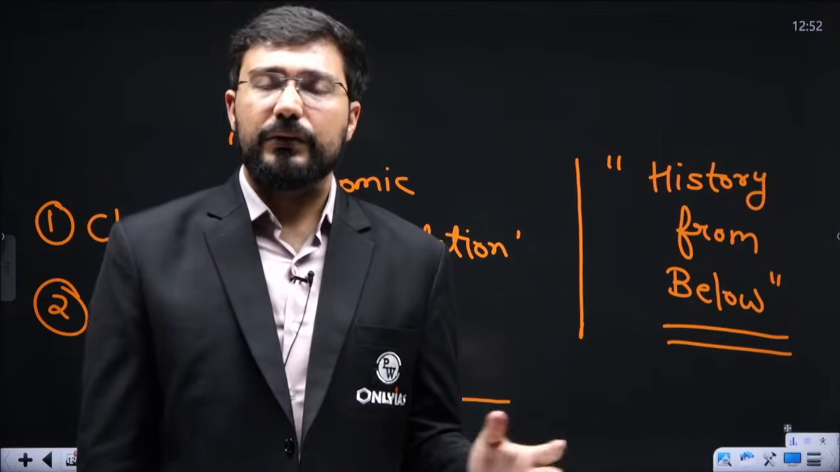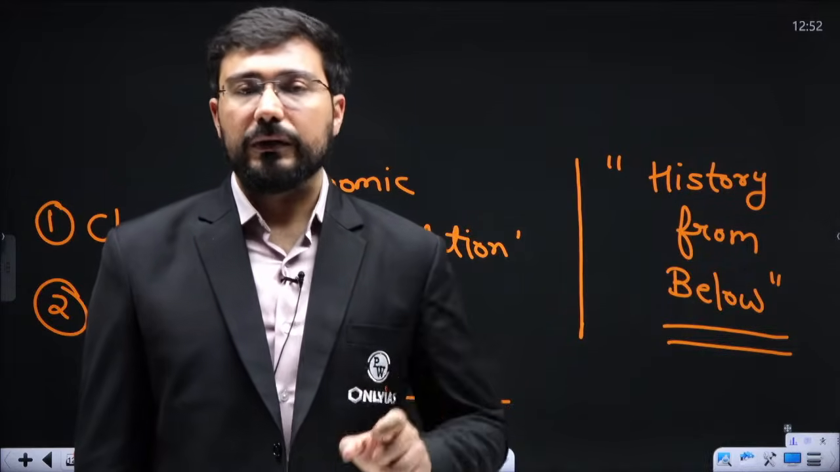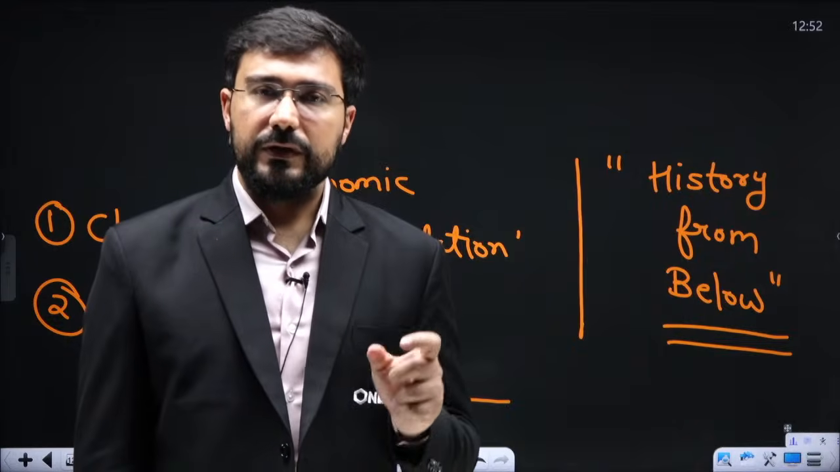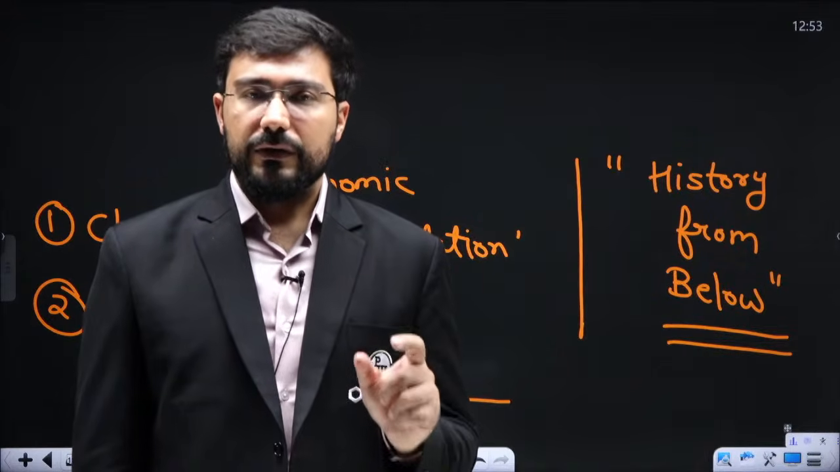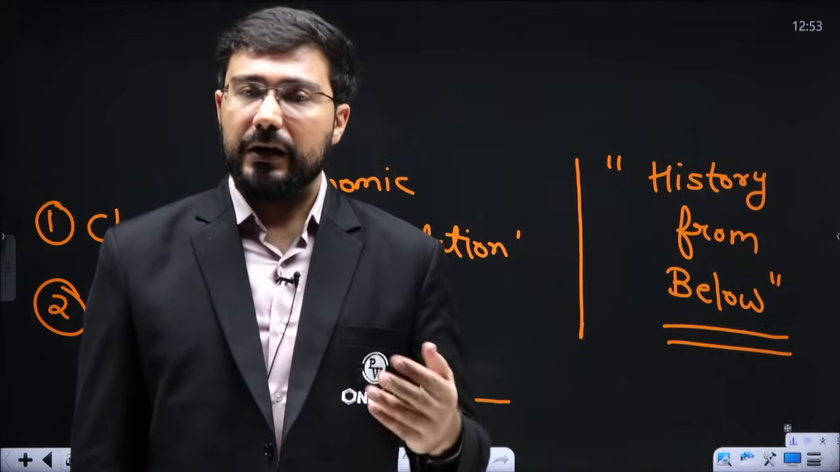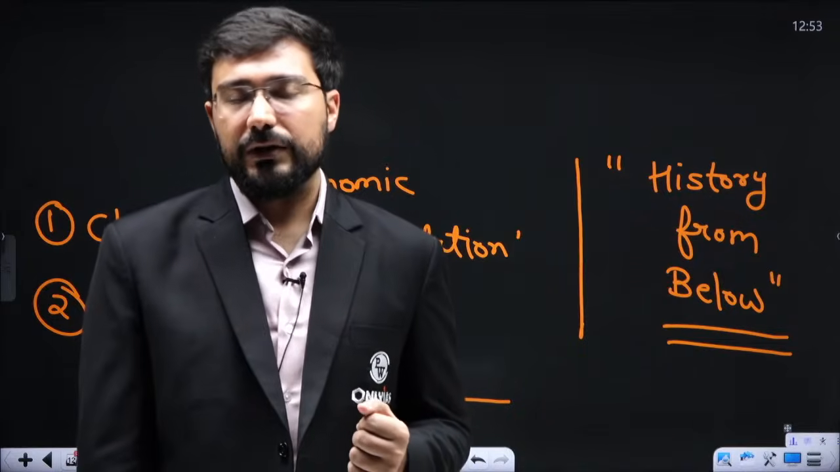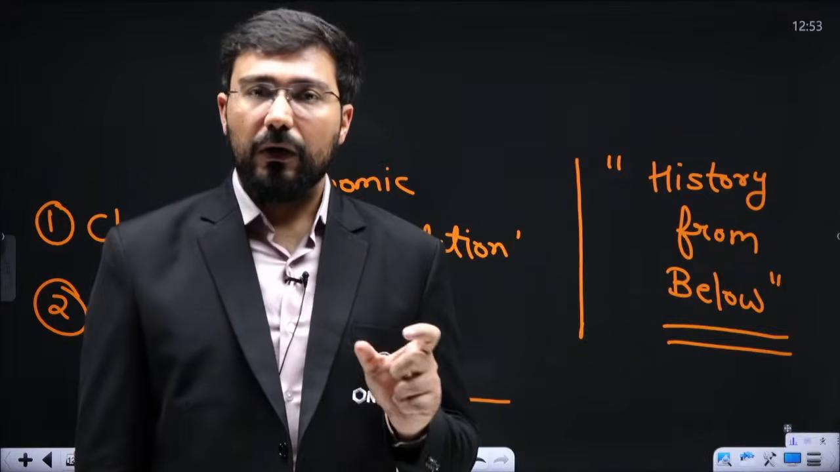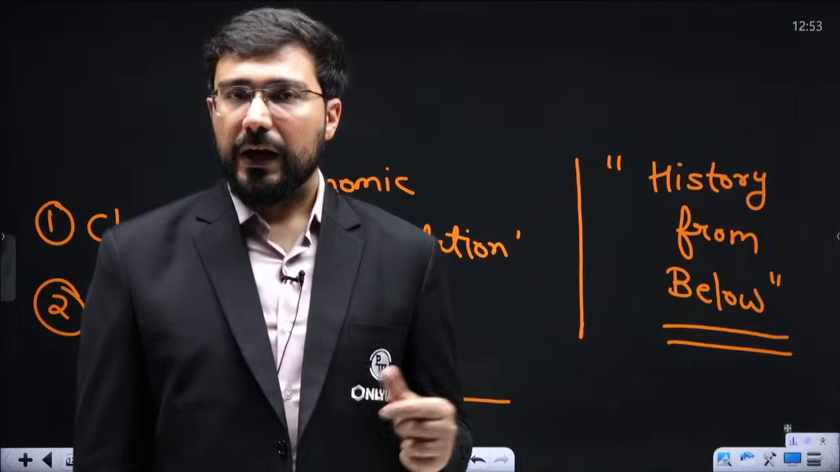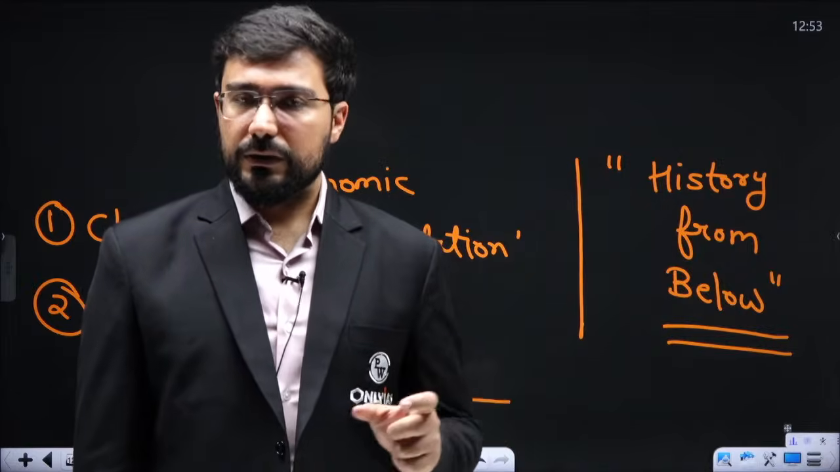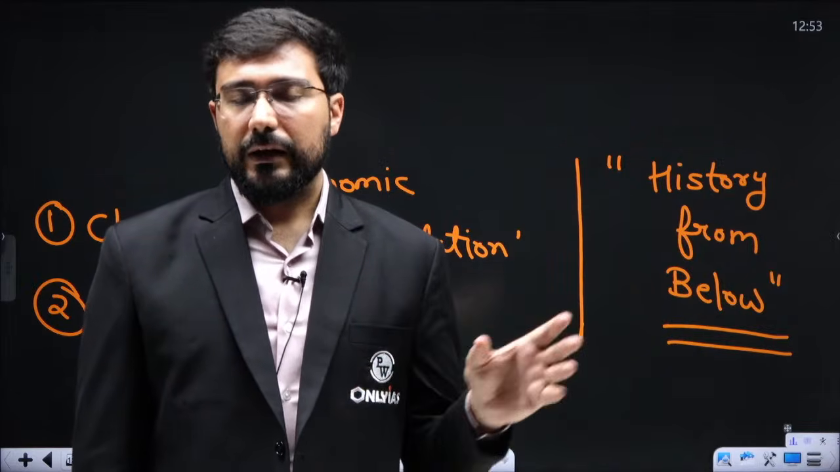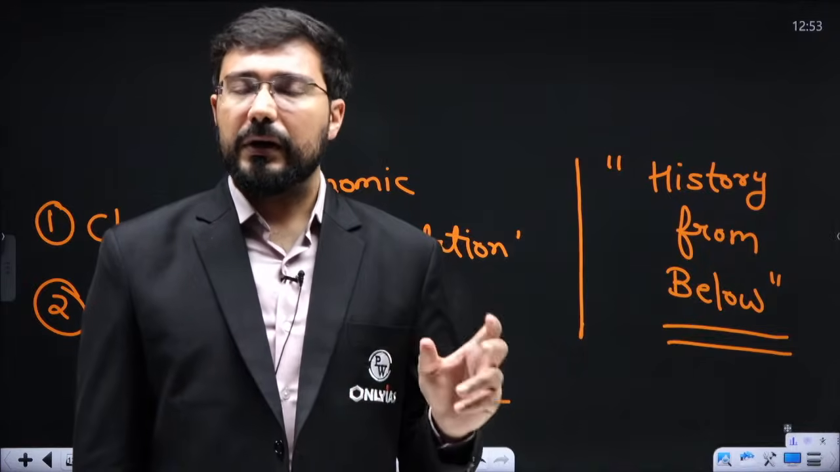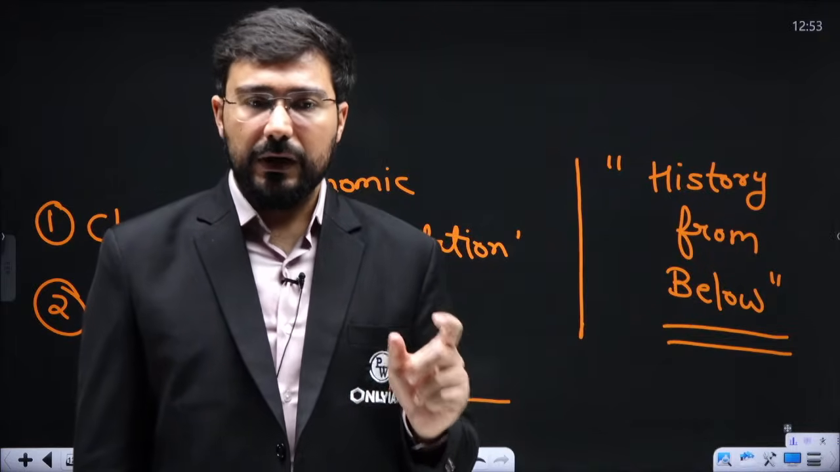And we have many historians linked to Marxist history writing, which includes D.D. Kosambi and R.S. Sharma. The NCERT book on ancient India is written by R.S. Sharma. Romila Thapar, all these are historians linked to that. And many people are linked to the subaltern school, which includes people like Gyanendra Pandey, Ranajit Guha, and many others.